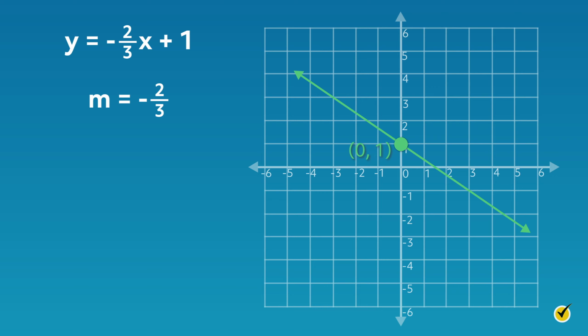Notice how the steepness of this line is different. Compared to the last two graphs, this line is less steep. Let's understand why that is. From the y-intercept (0, 1), plot the second point on the line by moving in a vertical direction, rise, and then a horizontal direction, run. Since m equals negative 2/3, move 2 units down and 3 units to the right. From this example, we can see that the larger the slope's denominator is, the less steep the line will be.